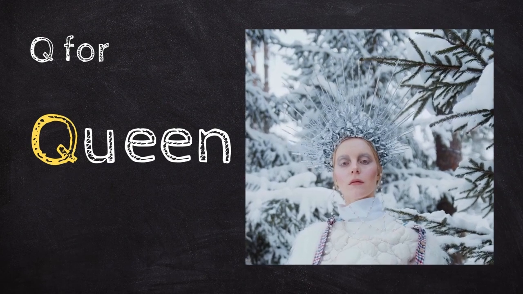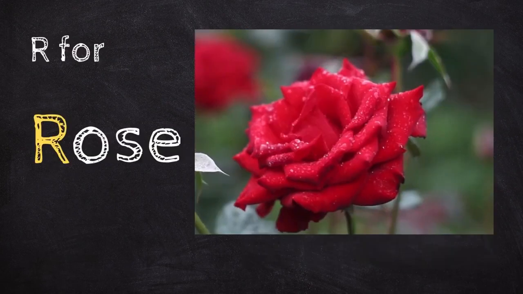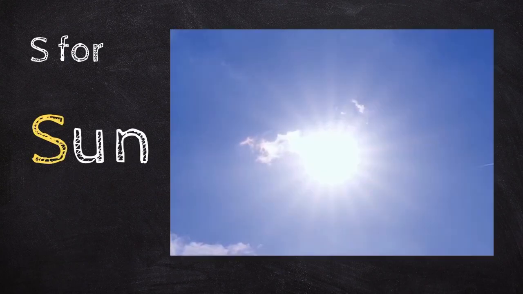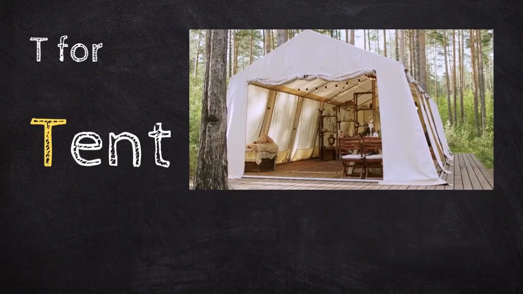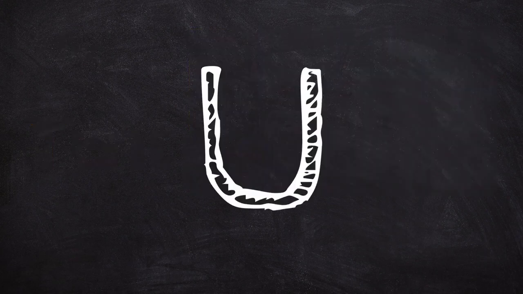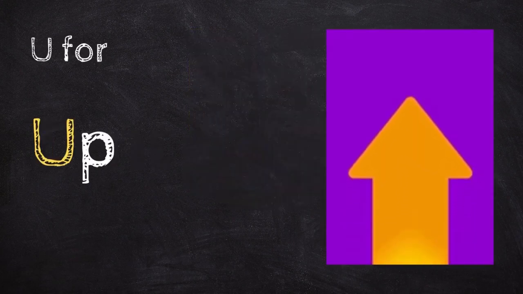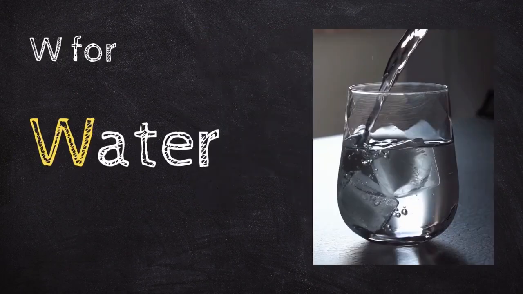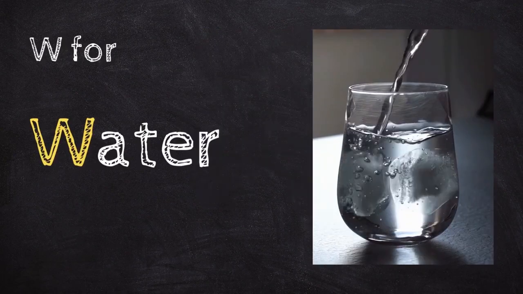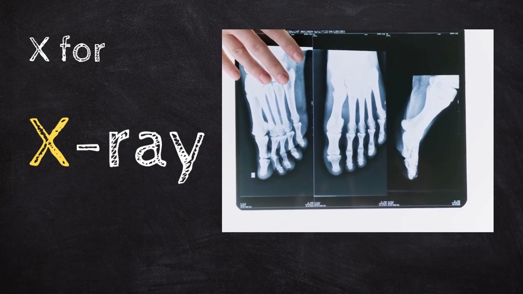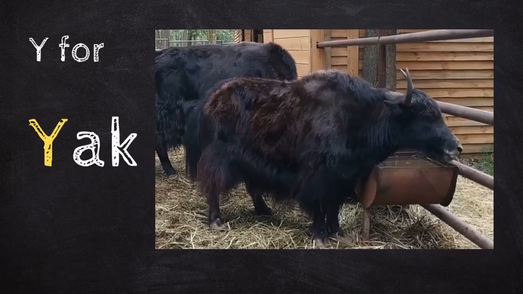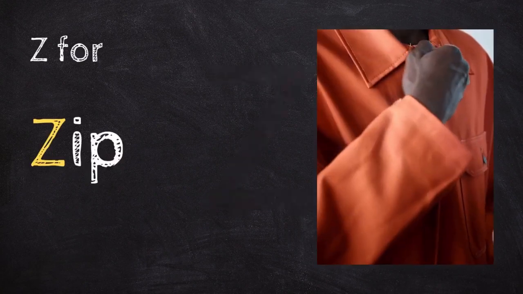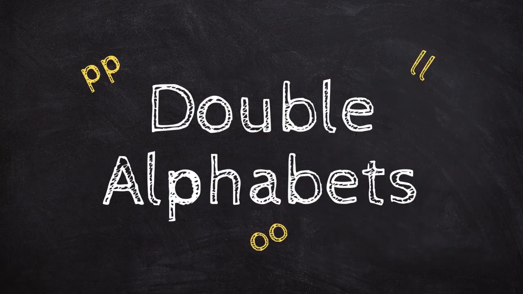Q for queen. R for rose. S for sun. T for tent. U for up. V for van. W for water. X for x-ray. Y for yak. Z for zip.